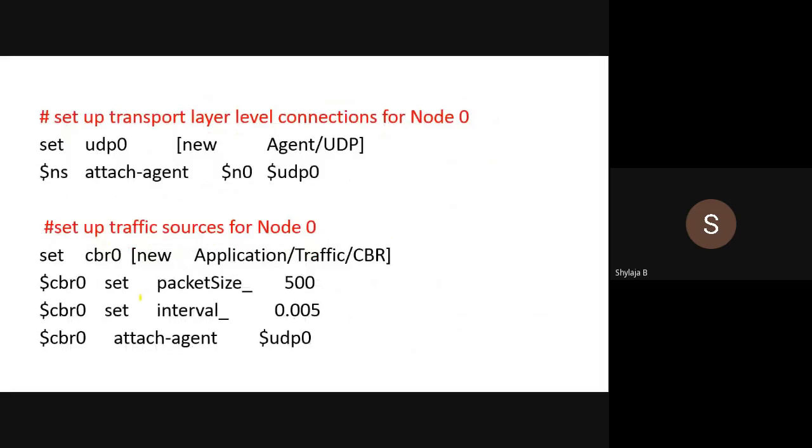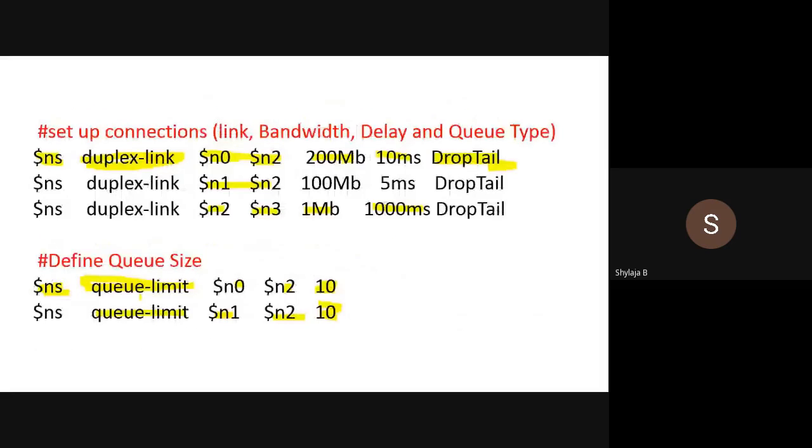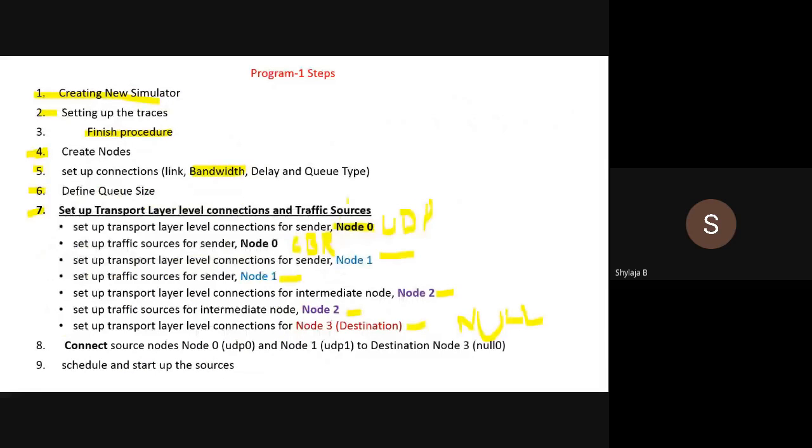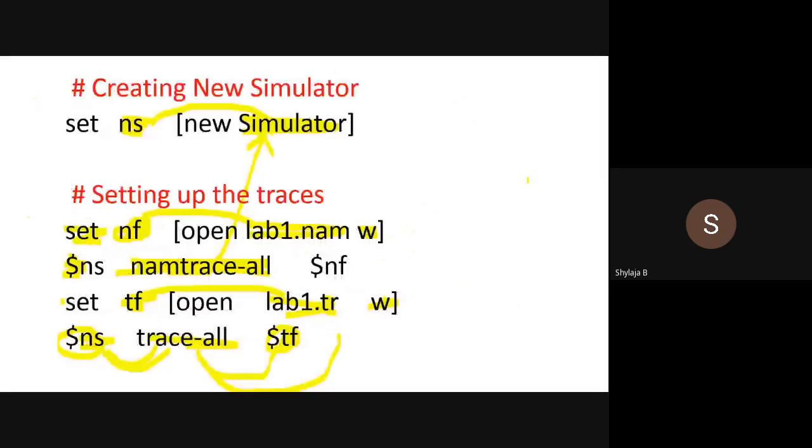After defining the queue size, what is the next step? Set up transport layer level connections and traffic sources. It means you have to create a UDP agent and a CBR agent for all the sending nodes, and create a null agent for the destination. So for node 0, node 1, and node 2, we have to create both a UDP agent and a CBR agent, and only for node 3 we have to create a null agent. Let us see how to create.